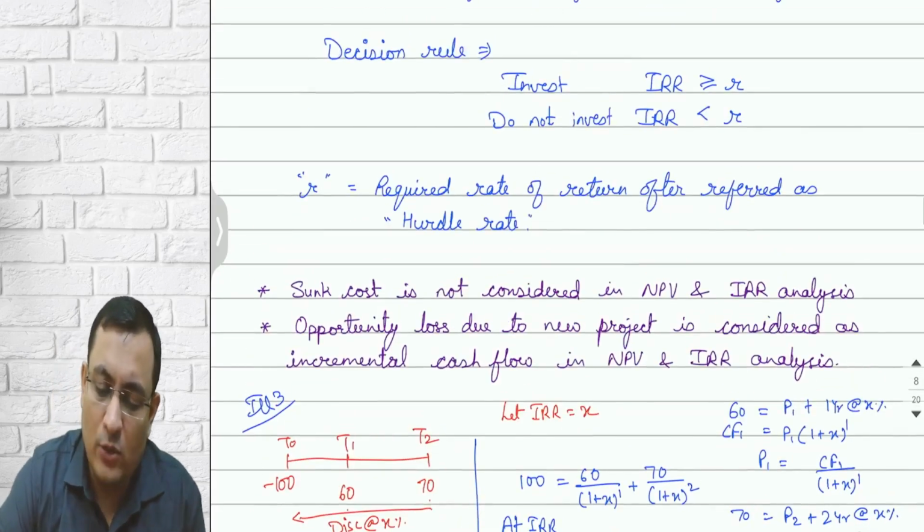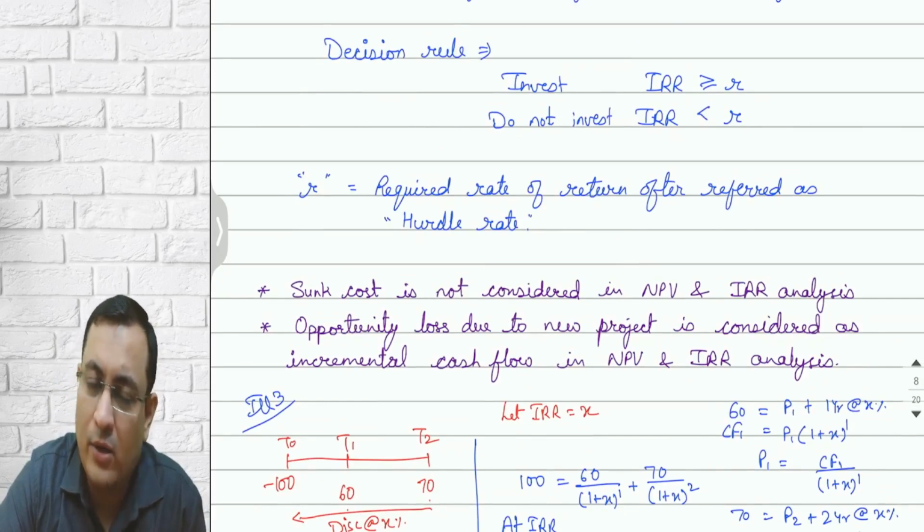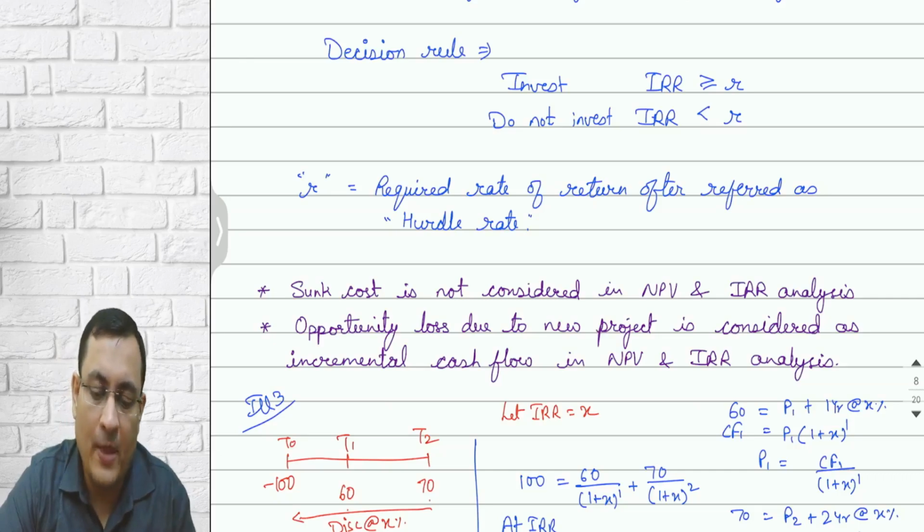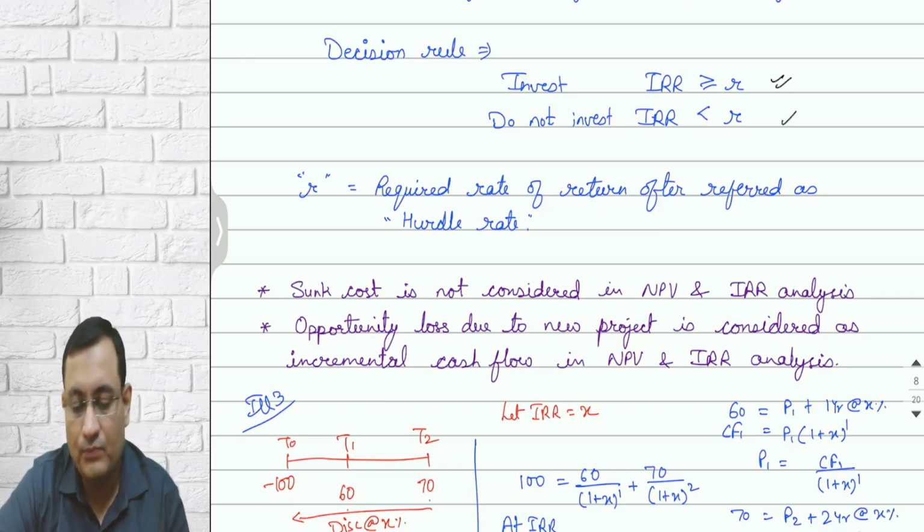The project is going to decrease the value of the overall company. So, the decision rule: IRR should be compared with the hurdle rate, and this hurdle rate, or required rate, or cutoff rate, or benchmark rate, is given by the investor as per the risk profile of the project. So, if IRR is greater than, even equal to, the required rate, you should be accepting. If it is less, you should be rejecting.